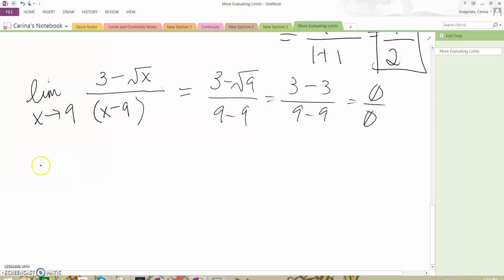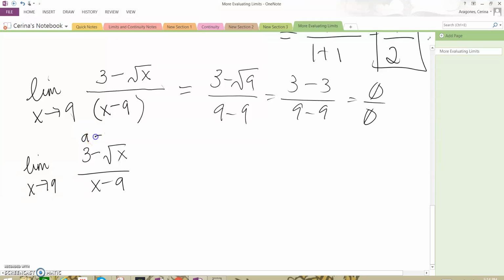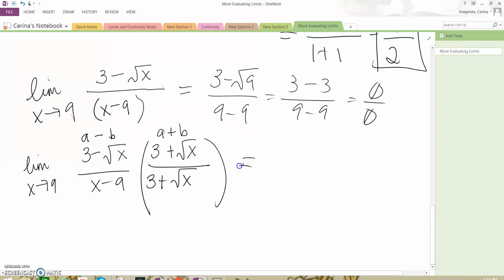So again, let's try multiplying by the conjugate. So the limit as x approaches 9 of 3 minus the square root of x over x minus 9. So we have an a minus b term, so we want to multiply by a plus b, so 3 plus the square root of x. Again, we can't multiply just the numerator because that would change the function. So we have to also multiply the denominator by 3 plus root x.